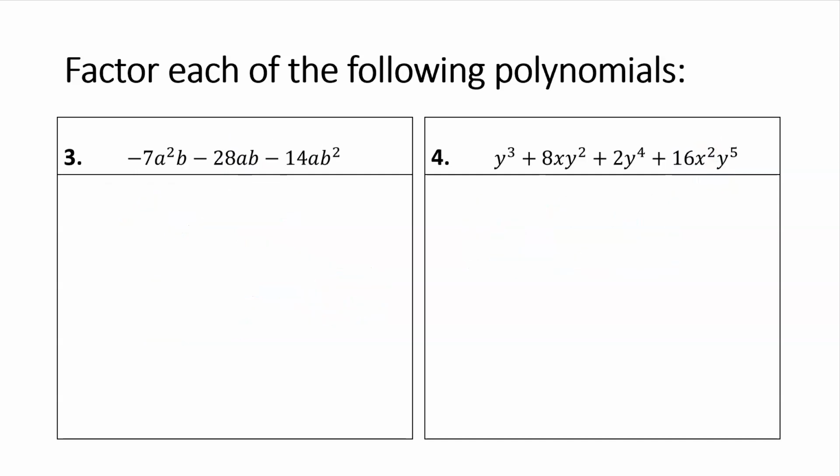Two more examples to do. We have negative 7a squared b minus 28ab minus 14ab squared. So for our greatest common factor, well, each of those three numbers are divisible by 7. Each of them have at least one a, and each of them have at least one b.